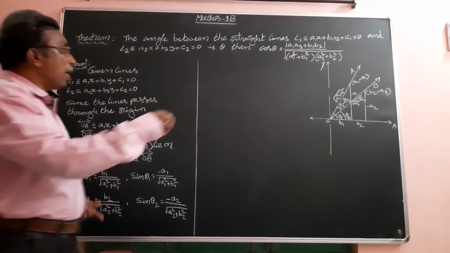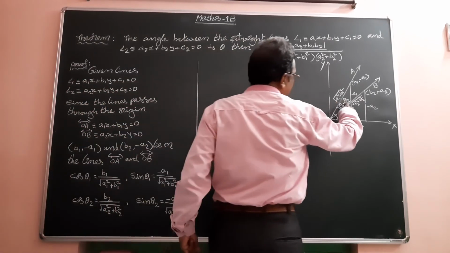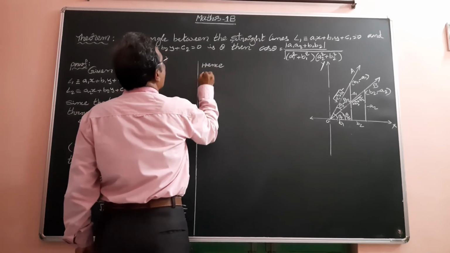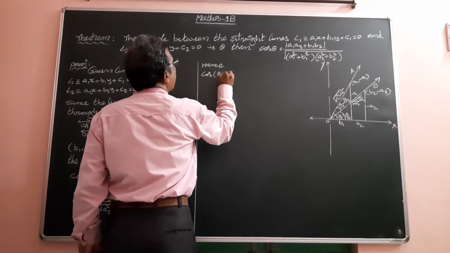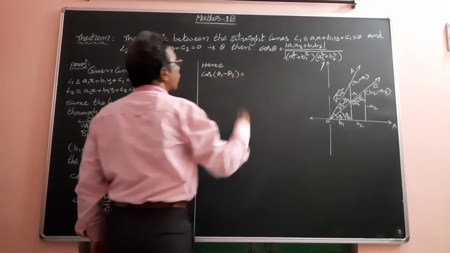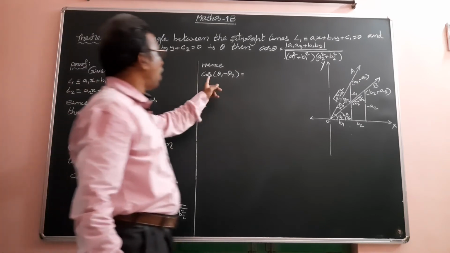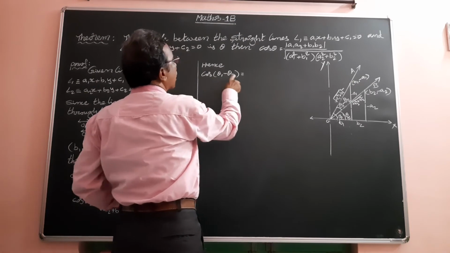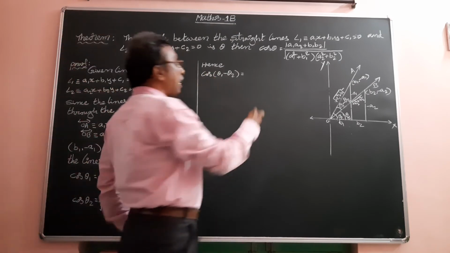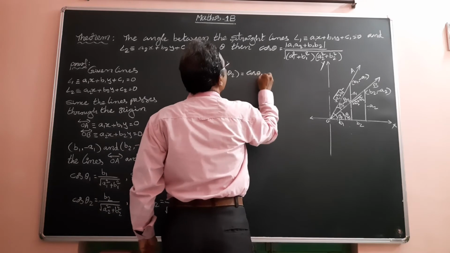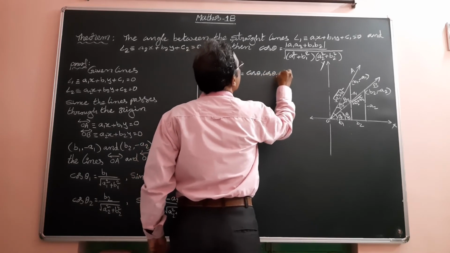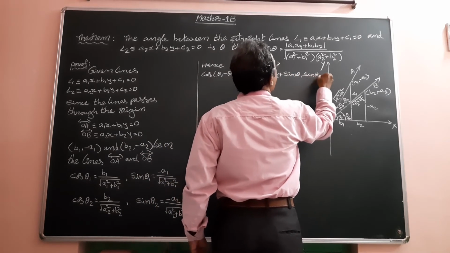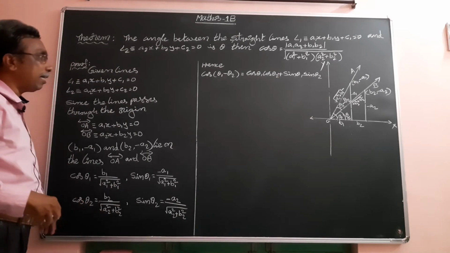Next, now we find out this angle. Hence cos of theta 1 minus theta 2 equals, what is the formula for cos of a minus b? Cos a cos b plus sin a sin b. So cos theta 1 cos theta 2 plus sin theta 1 sin theta 2.